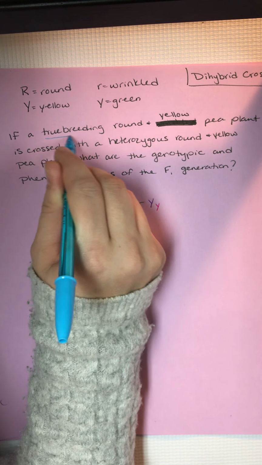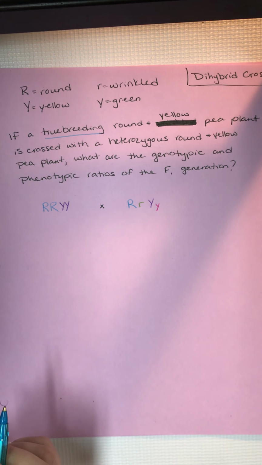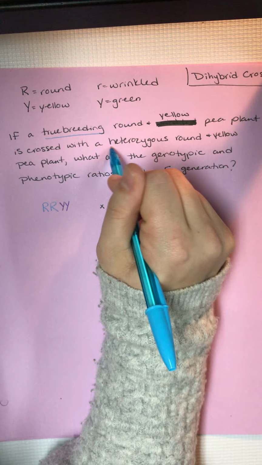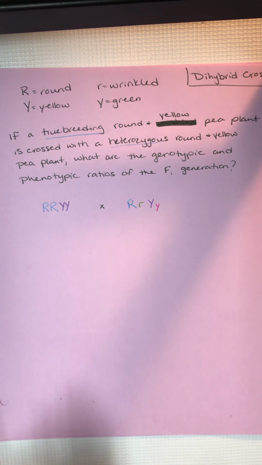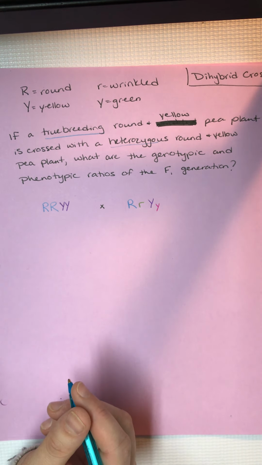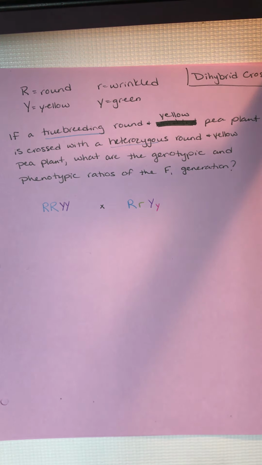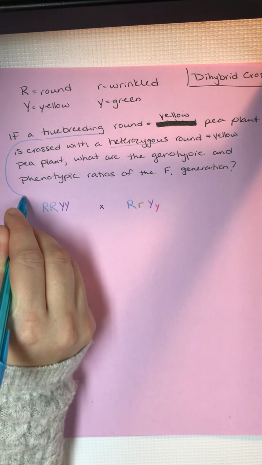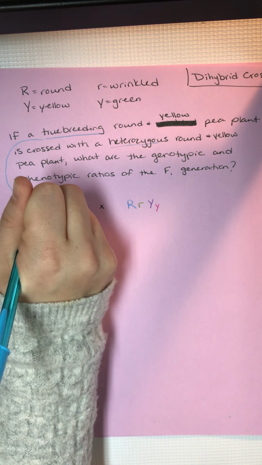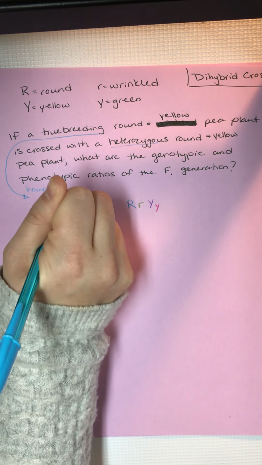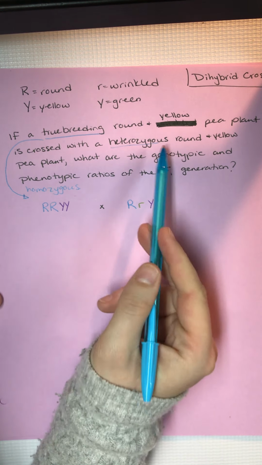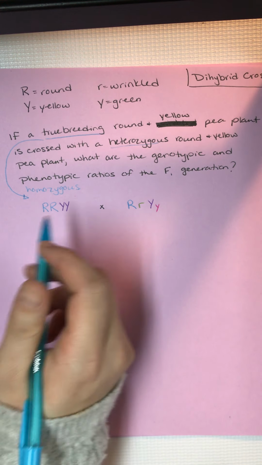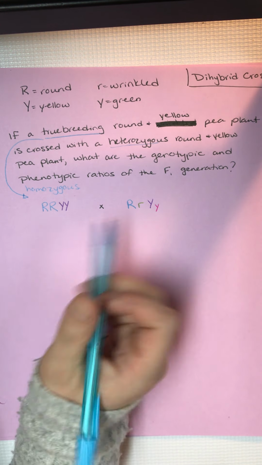If we have a true breeding round yellow pea plant that is crossed with a heterozygous round and yellow pea plant, what are the genotypic and phenotypic ratios of the F1 generation? So just a reminder that true breeding basically just means homozygous for both of those traits that we're identifying here. So we talked about round and yellow, and if it's true breeding, it means it's homozygous for both. So homozygous for the dominant traits.